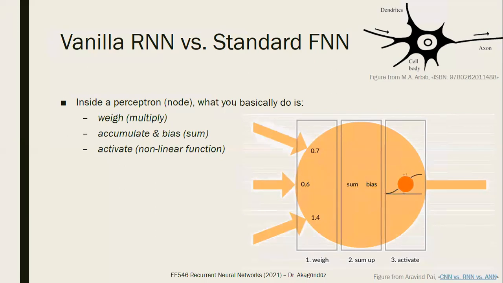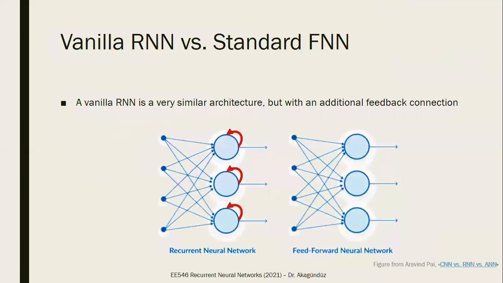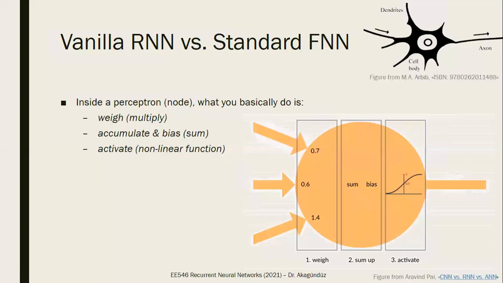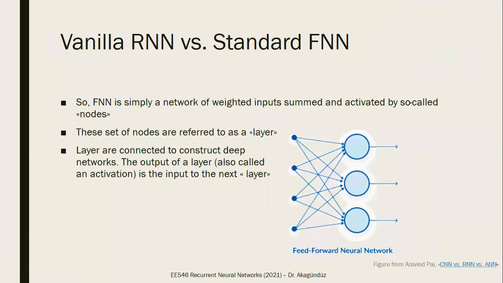Good. But frankly, it was missing something: the feedback connections. So the FNN was simply a network of weighted inputs, summed and activated by so-called nodes. A set of nodes we called a layer, and many layers were constructed to build deep neural networks as we know. The output of a layer, also called activation, was the input to the next layer in a multi-layered architecture.